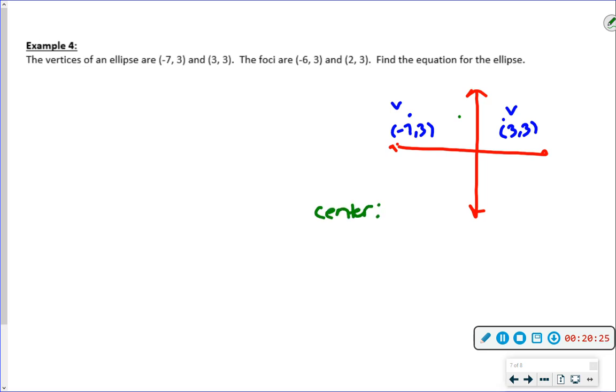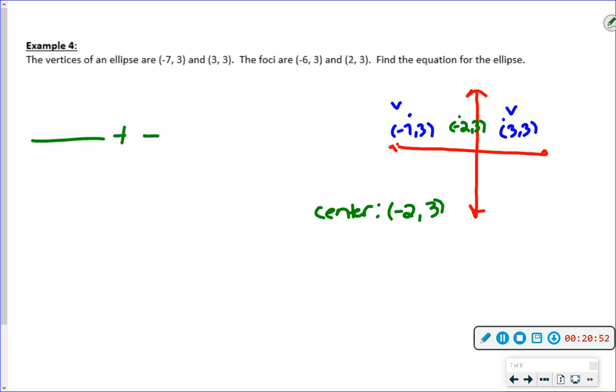Okay, center, in the middle. I'm just going to average these together. What's -7 plus 3? -4 divided by 2. So I just averaged them. Now, we shouldn't have to think too hard. What's the y? 3. It's on the same line. It's going to be 3. Now, again, you could count that on the graph grid.